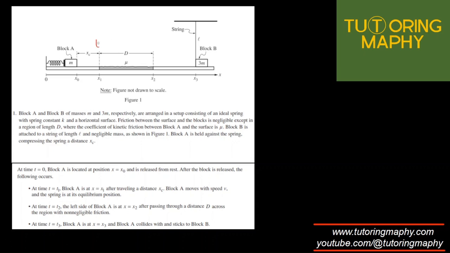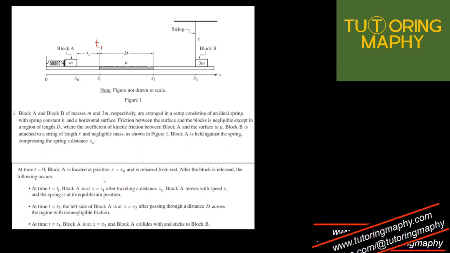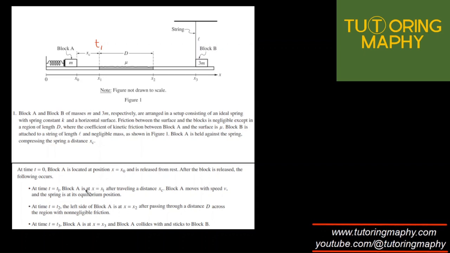Let me take red color here. This is the mark t1. It's easy to track this way. After traveling distance xc, which makes sense because this was the xc. So when the block is released, it travels xc, and at t1 it reaches mark x1. Block A moves with the speed v, and the spring is at its equilibrium position. So we are given that here the speed is v.